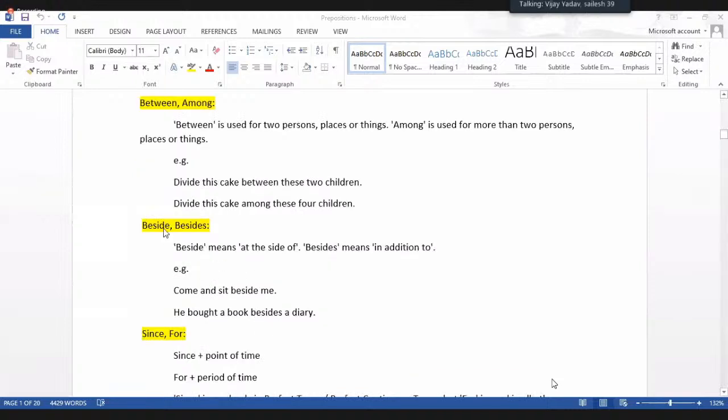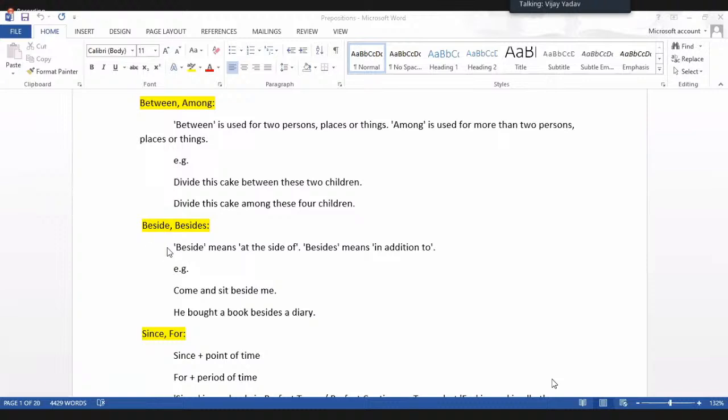Then another is beside and besides. See the difference. Beside means at the side of, and besides means in addition to. Here we'll talk about except also. So just a minute. So let's see. Beside means at the side of. Besides means in addition to. So beside: come and sit beside me.